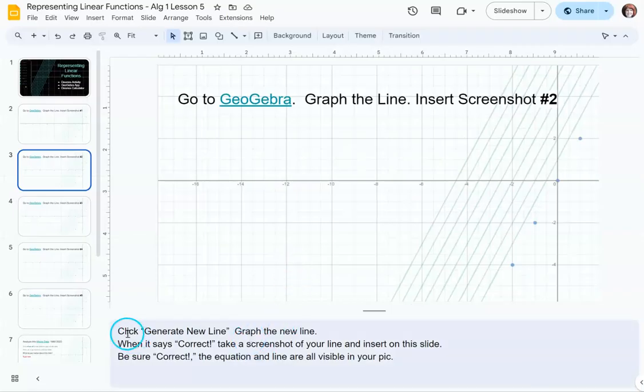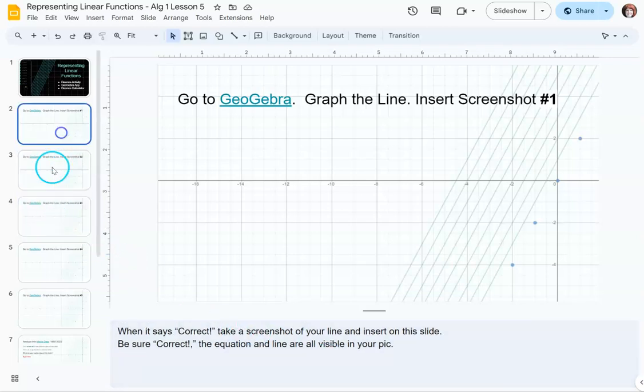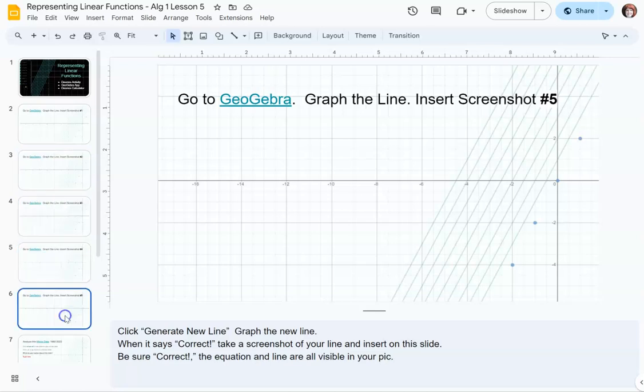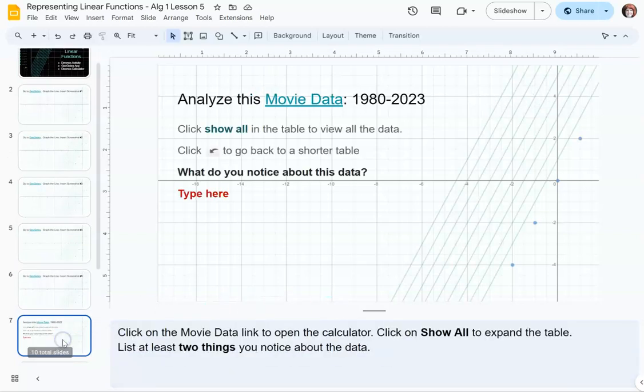So notice in the notes at the bottom of the slide, these are the speaker notes. I give kids notes. So refer the kids to those. It says when it's correct, take the screenshot and be sure your equation, the word correct, and your line are all visible. And so they're doing 5. They have to do 5 different ones, and you have to watch them because they'll copy the same picture on 2 or 3 slides if you don't pay attention. So be sure they've got different answers.